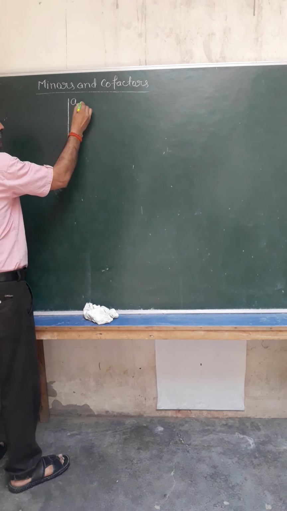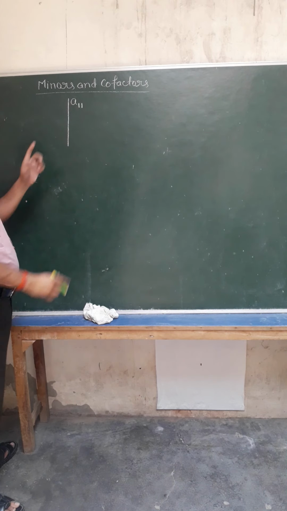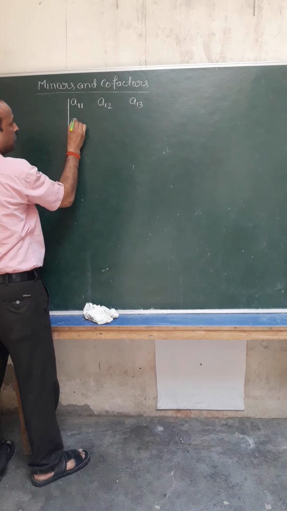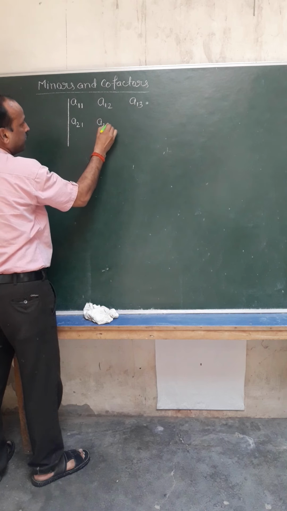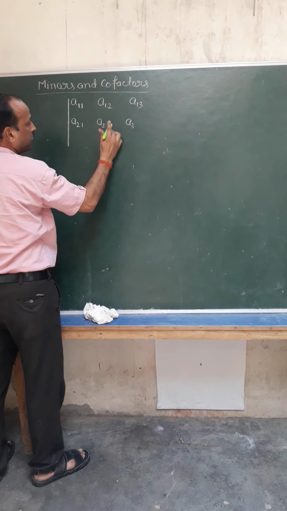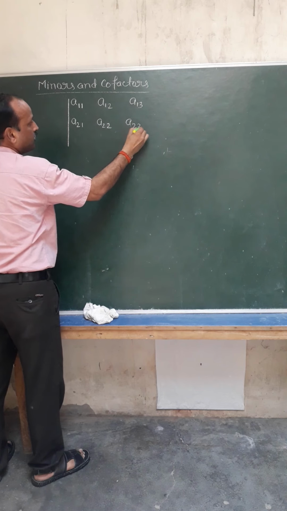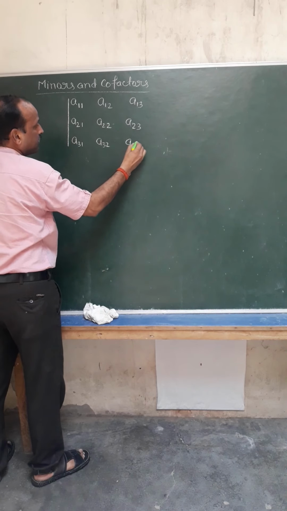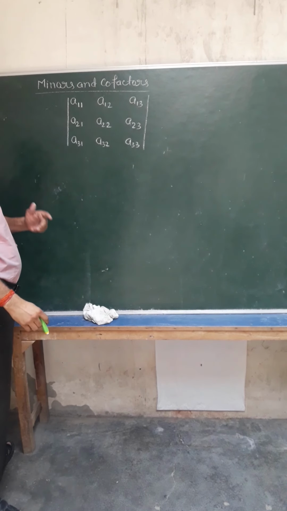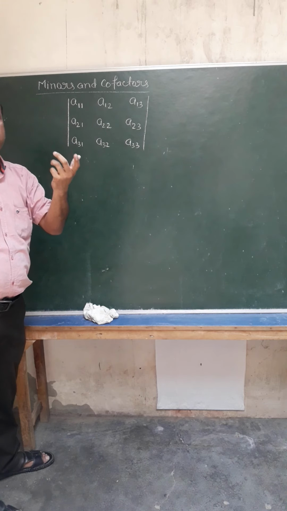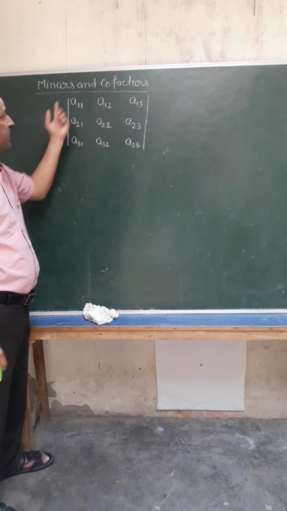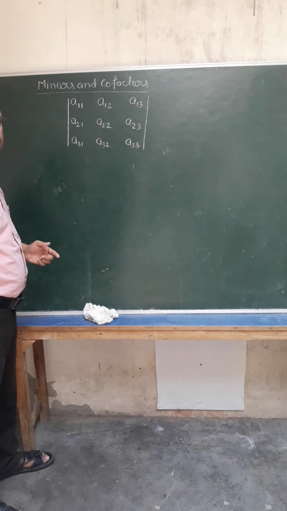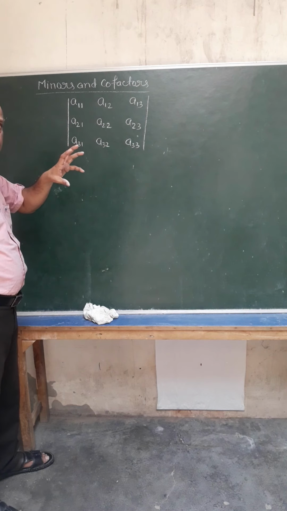I will write A11. A11 is first row, first column. A12, A13. Second row: A21, A22, A23. Third row: A31, A32, A33. Minor obviously means smaller. This determinant is of order 3, that is, it contains 3 rows and 3 columns. What is a minor? Minor means a smaller determinant.